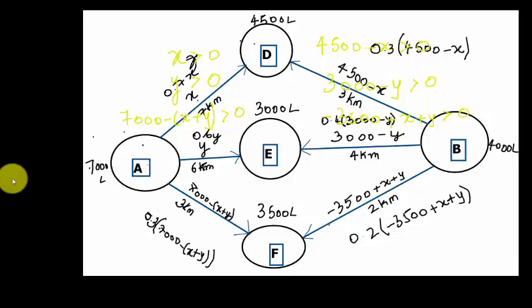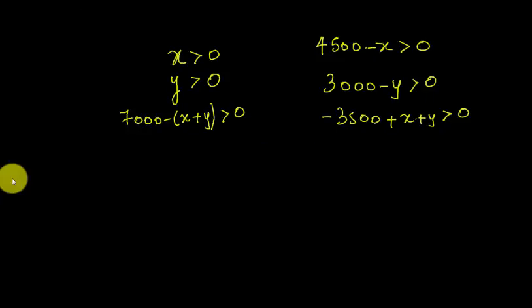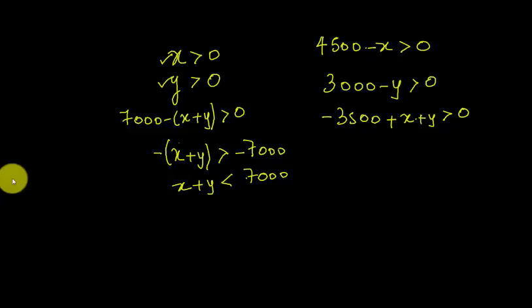Alright, now with all this information, let me try to solve this. So these two equations are set. I can't simplify this further, but I'm going to work with this equation. This can be written as minus of x plus y has to be greater than minus 7000, which means x plus y has to be less than 7000. Correct? And here, this can be written as minus x has to be greater than minus 4500.